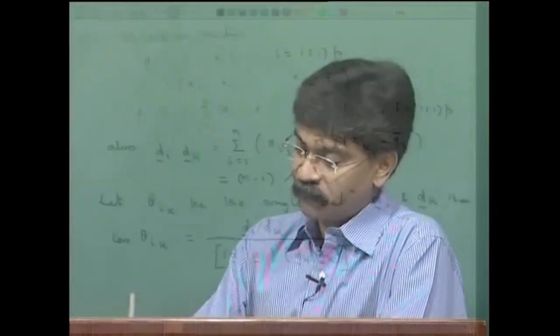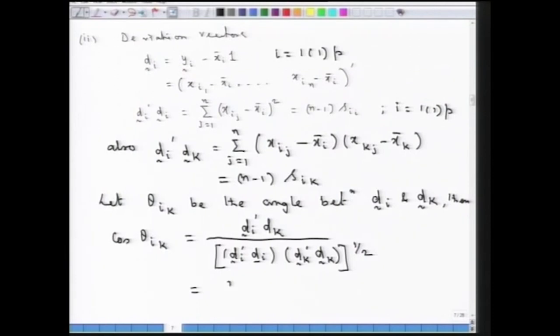And what is this equal to? As we have seen, d_i prime d_k is nothing but n minus 1 times s_ik, the covariance, divided by, now d_i prime d_i, as we had seen, is n minus 1 times s_ii, and d_k prime d_k is n minus 1 times s_kk, whole raised to the power half. So the n minus 1 factor cancels out, and what we have as the cosine of the angle between these two deviation vectors is s_ik divided by the square root of s_ii into s_kk.